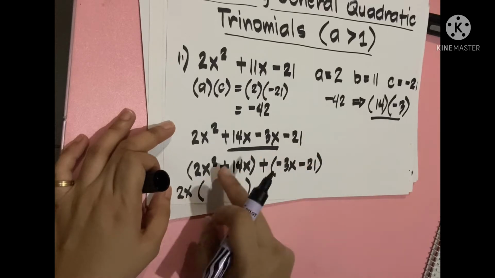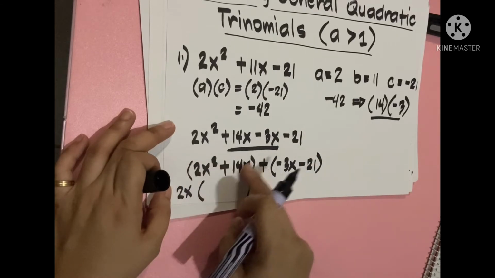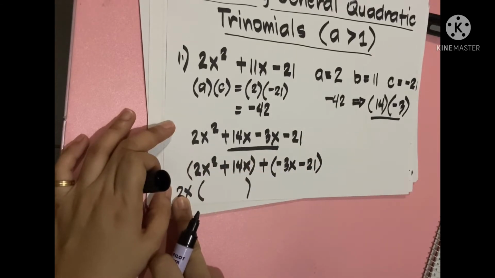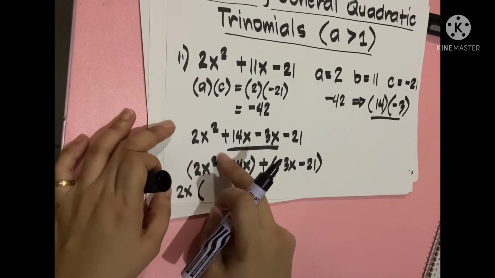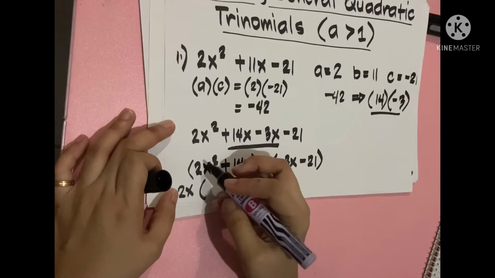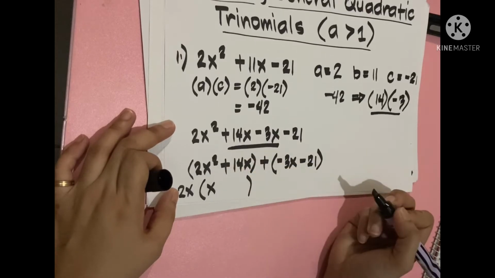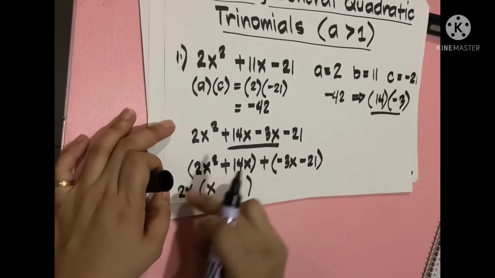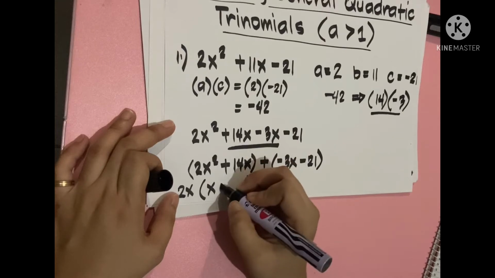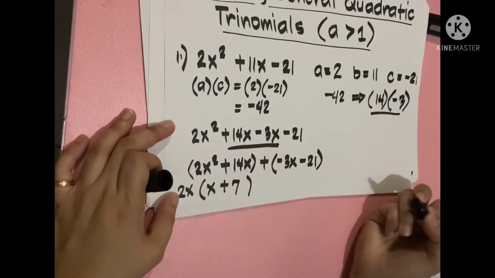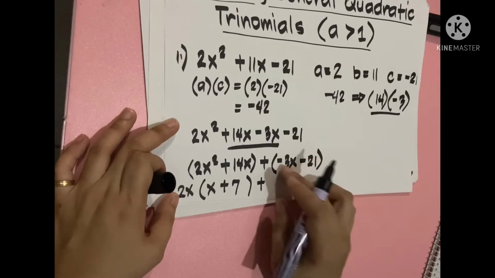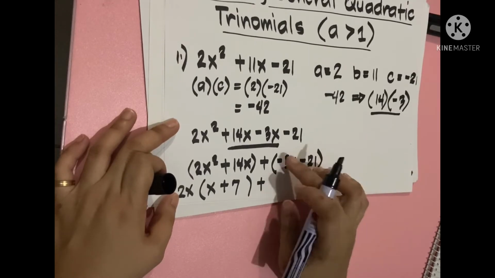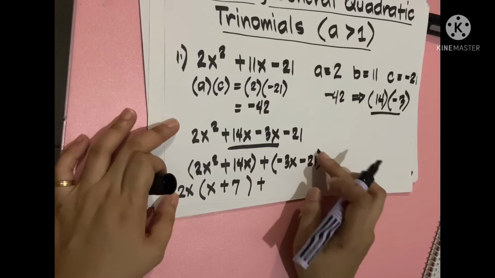So, bawat terms, i-divide natin ng 2x kasi yun yung common factor natin dun sa dalawang terms. So, 2x squared divided by 2x will give us x. 14x divided by 2x, and that is equal to 7. Okay? Next. Dito naman sa pangalawa natin, we have negative 3x minus 21.